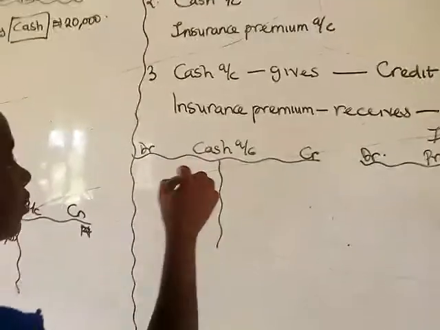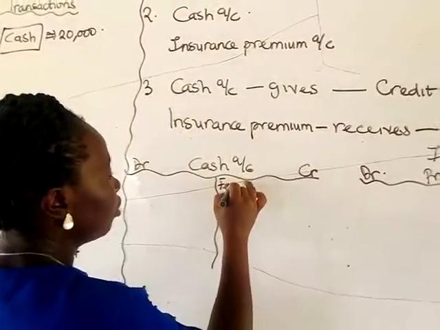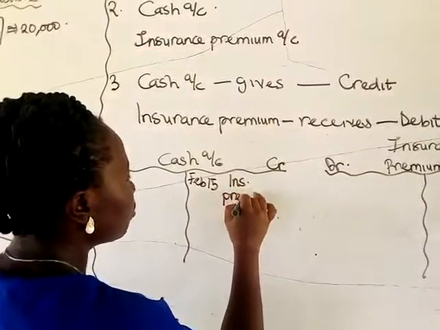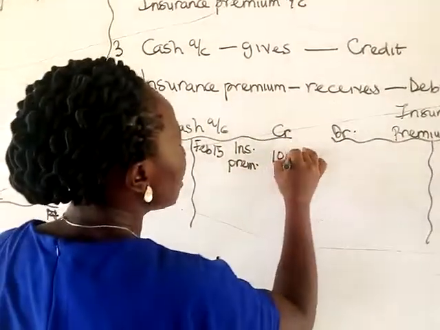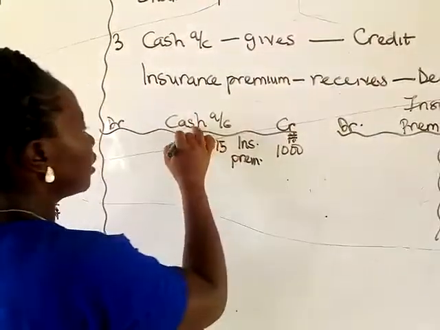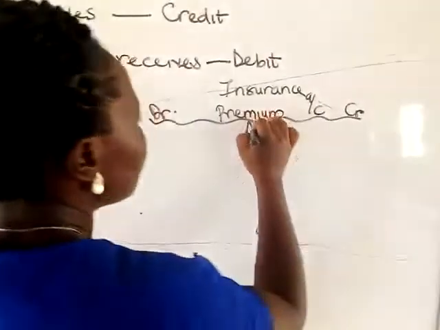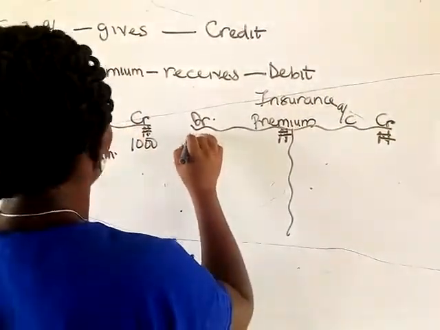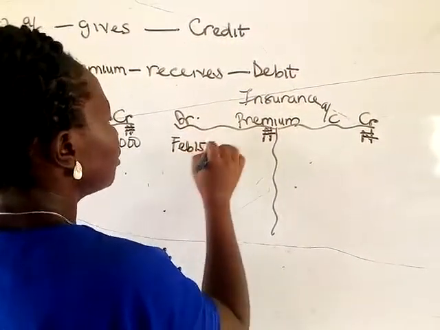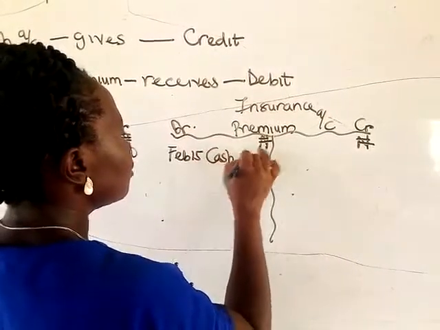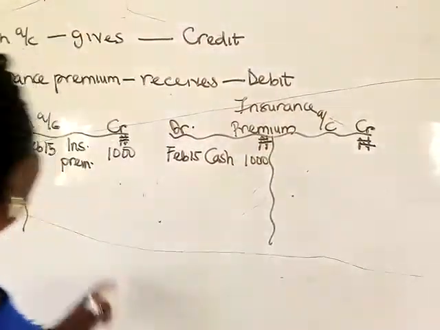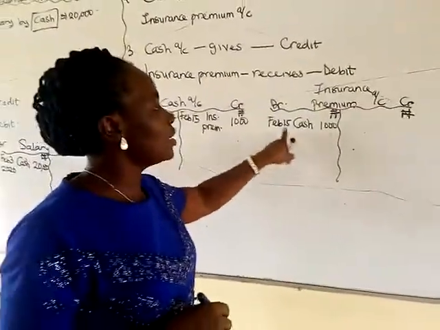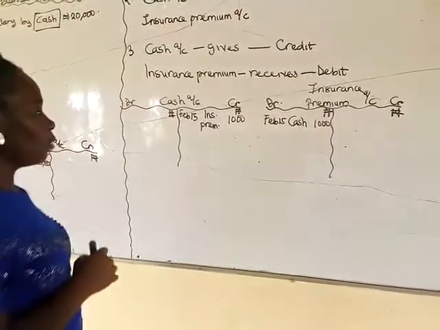So cash is given. I'll come here. February 15th. Cash gave to insurance premium. Permit me to abbreviate that. The sum of 1,000 Naira. Please don't let us forget our symbols. And then my insurance premium is receiving on the 15th of February, I received from cash the sum of 1,000 Naira. So for there to be a credit entry in your cash account, there must be a corresponding debit entry in the insurance premium account.